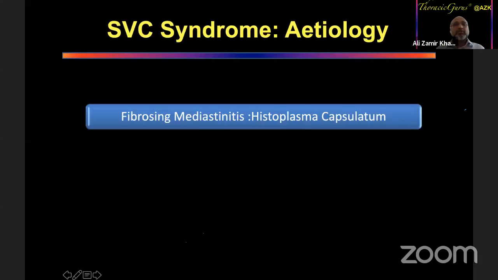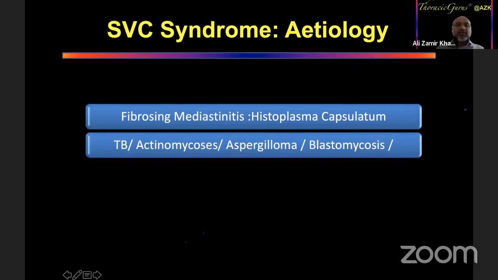So other etiologies that you will see are fibrosing mediastinitis. I have seen a few fibrosing mediastinitis causing SVC compression. It's a very difficult condition because really there is no real treatment for the underlying cause. Very often we don't even know what is causing the fibrosing mediastinitis. There is some evidence that Histoplasma capsulatum predisposes the patient for fibrosing mediastinitis, but again, the treatment with SVC syndrome usually is just stenting. There's very little you can do for the fibrosing mediastinitis if it has reached that stage.